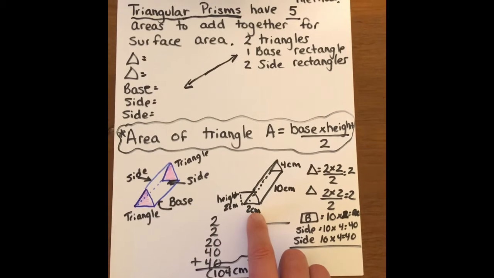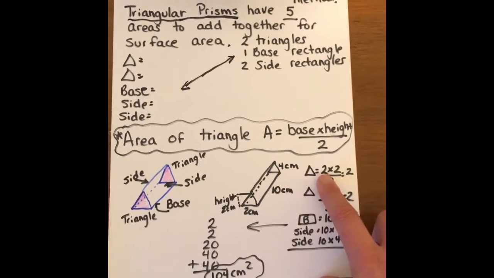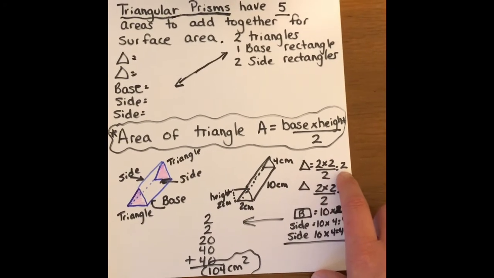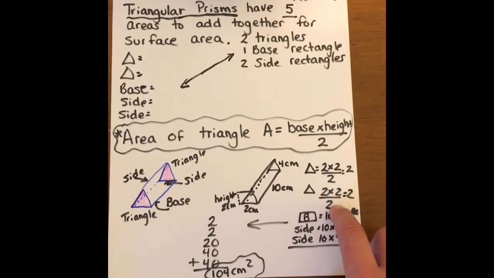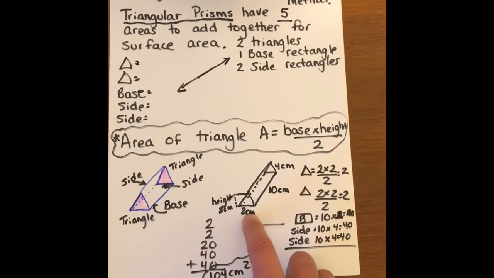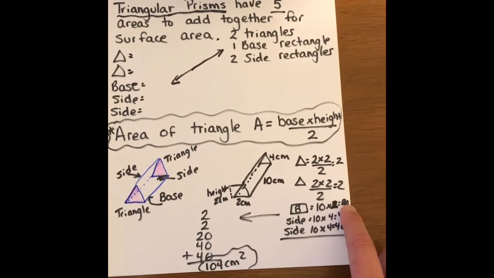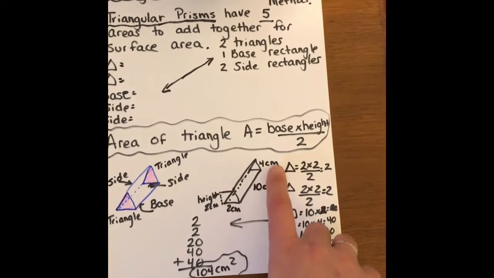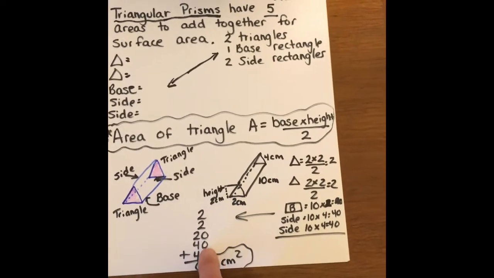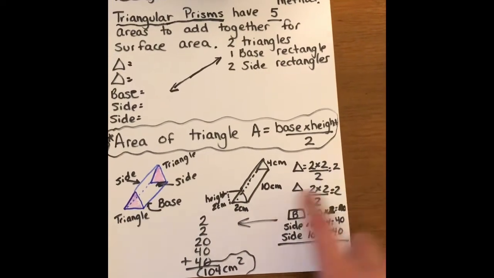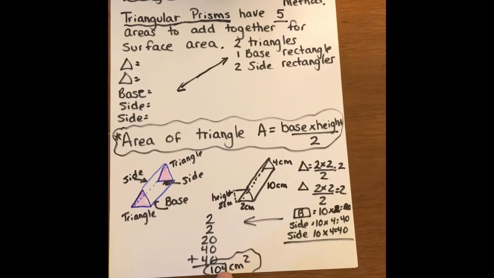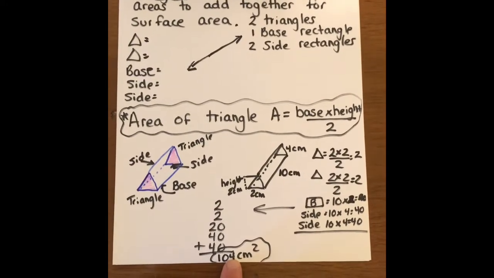You have a 2 centimeter for the base and a 2 centimeter for the height. So each of my triangles is going to be base times height, 2 times 2, divided by 2, which gives me 2 for that. That's each of my triangles. They're the same. My base rectangle is a 2 times 10. 2 times 10 is going to give me 20. And then each of my side rectangles are 10 by 4. I have 2 of those, so those will each give me 40. If you add those numbers together, 2 for each of my triangles, 20 for the base, and then 40 for each of the sides, you would get 104 centimeters squared.